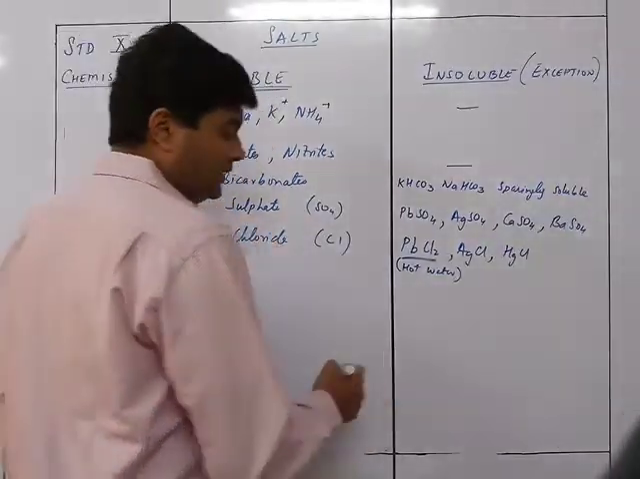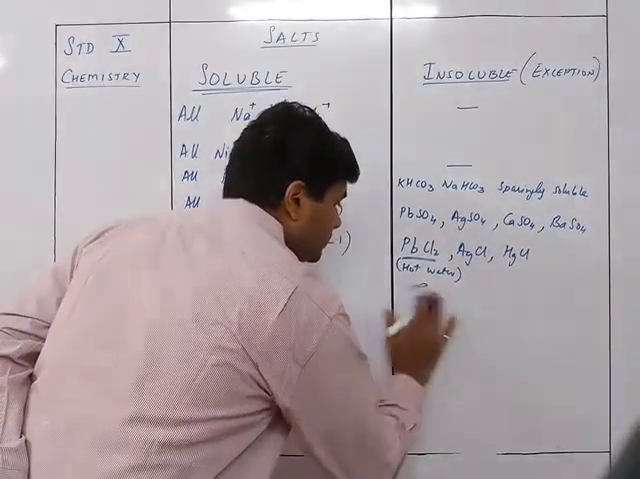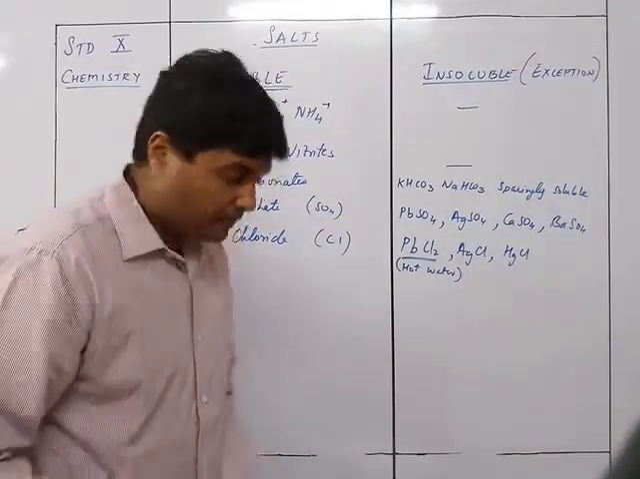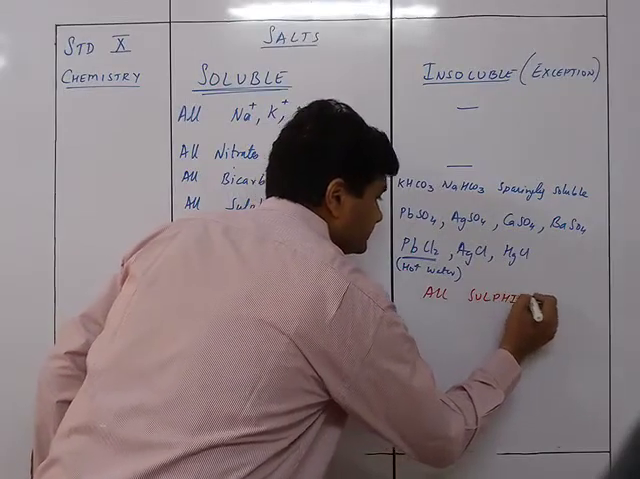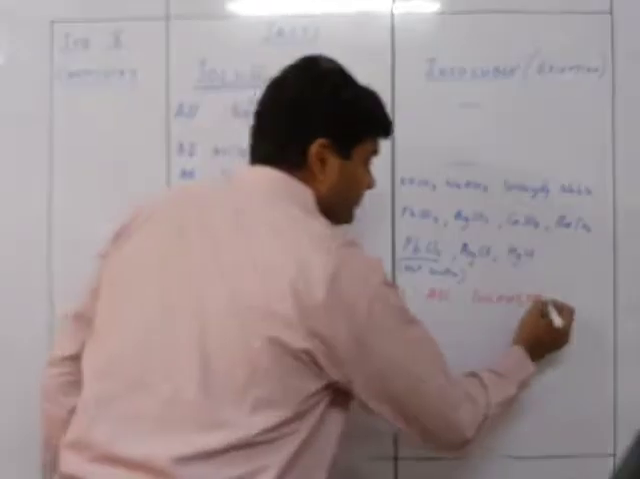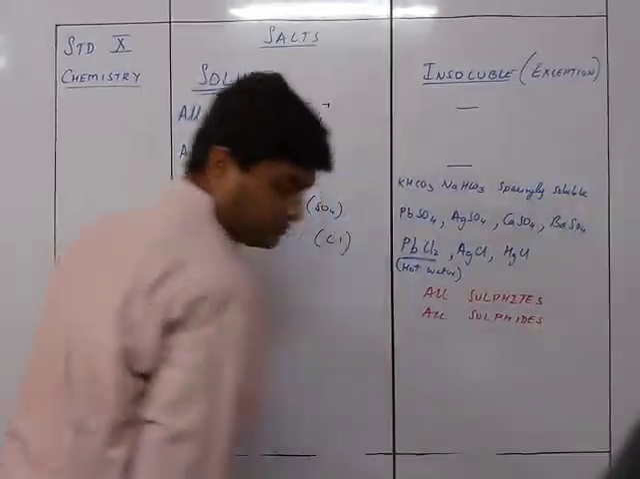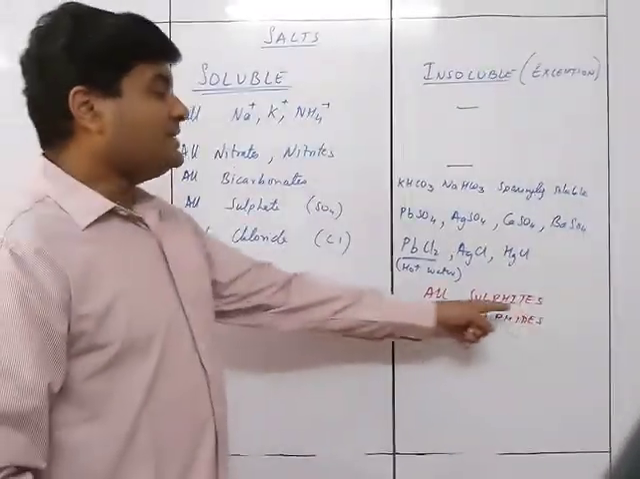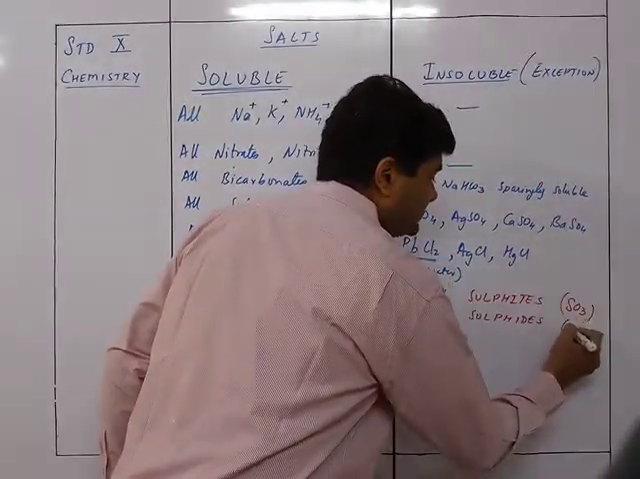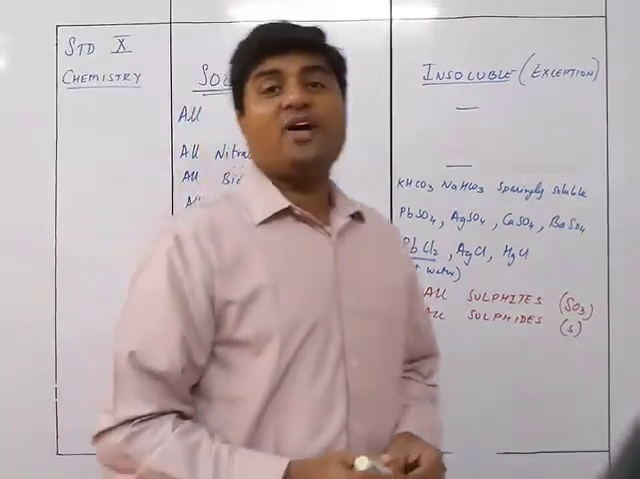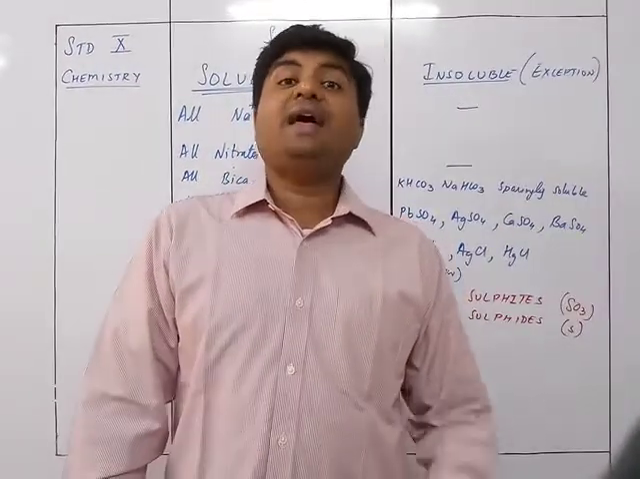Okay. Now we see the ones which are insoluble. So in insoluble over here, the first one is sulfides. So we have got over here the insoluble part. All sulfides are insoluble. Anything having an SO3, insoluble. Having S only, insoluble. All sulfides and sulfites, they are insoluble.